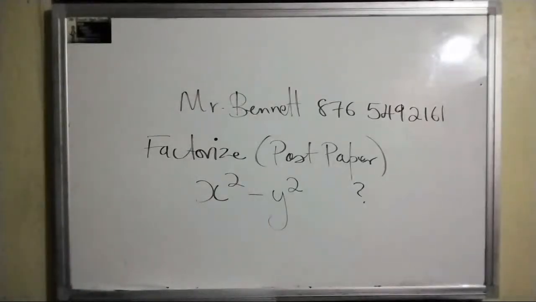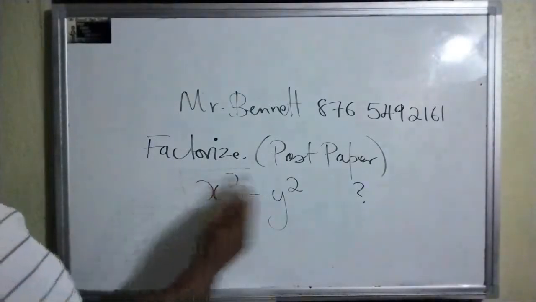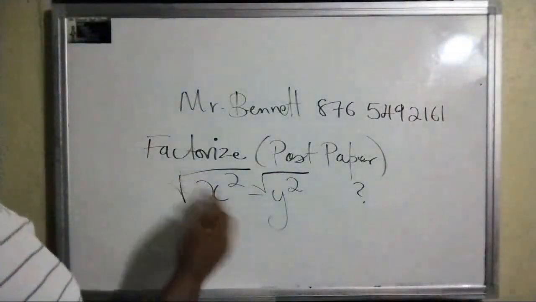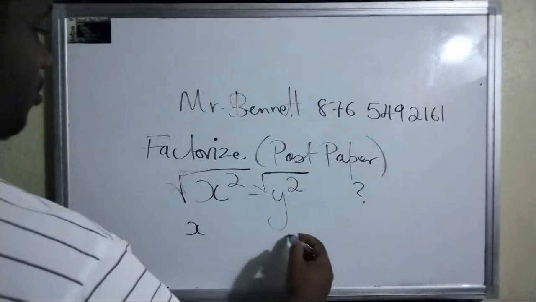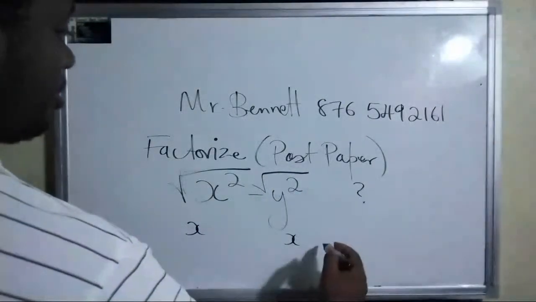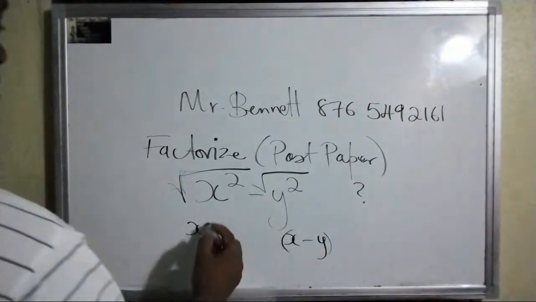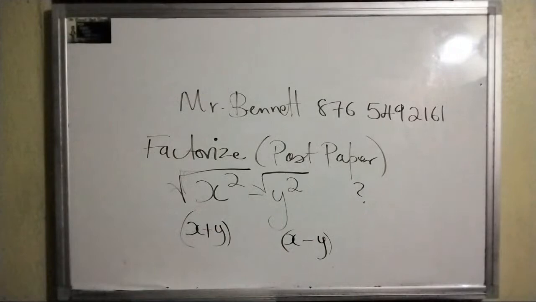Alright, so to factorize this, guys, what we do is identify that this is a difference of two squares. So we just find the square root of both. The square root of x squared is x, and the square root of y squared is y. One is going to be minus, and one is going to be plus. So it would be x plus y and x minus y.